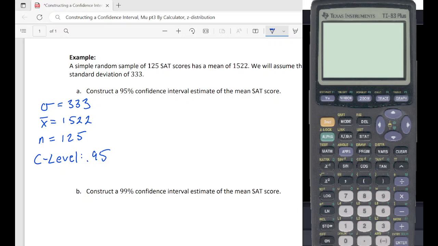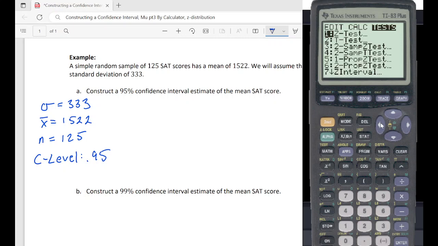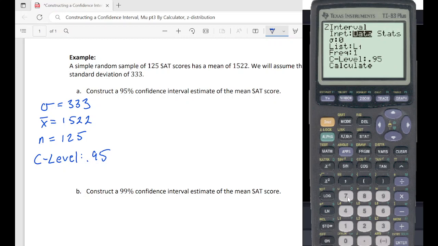Now that we have everything, we're going to put it all into our calculator to find the confidence interval. So bring up our calculator, and we're going to go to Stat, over to Tests, and since we know what sigma is and we're trying to find an interval, we're going to do number 7, Z interval, because we know what sigma is. So go in here, and we want to do statistics, not data. And then we're just going to put in our information. So sigma here is 333. Our x bar is 1522. N is 125. And our confidence level is 0.95, so just leave it as is.